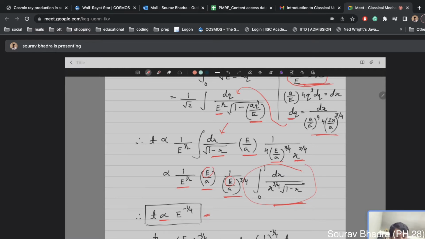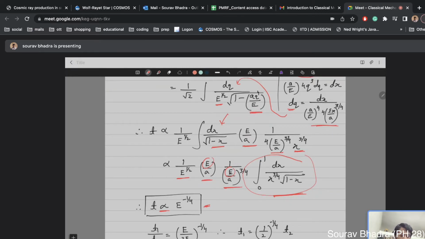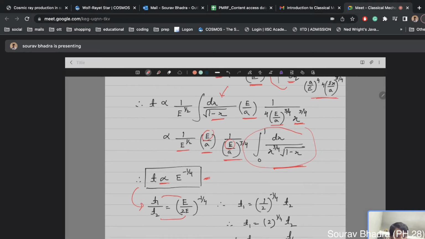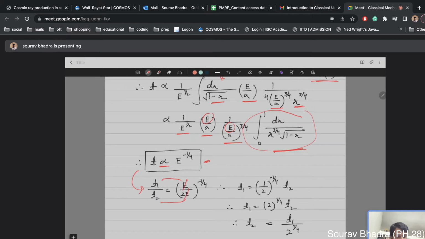Now coming to the question, it is asked that if our total energy changes from capital E to 2E, then what will be the change in the time period. I have written that for E my time period is t1, and for 2E my time period is t2. From this equation, t1 by t2 equals E by 2E to the power minus 1 by 4th, and if you calculate that, E will cancel out. So 1 by 2 to the power minus 1 by 4th. Your final result will be that t2 is t1 by 2 to the power 1 by 4th.